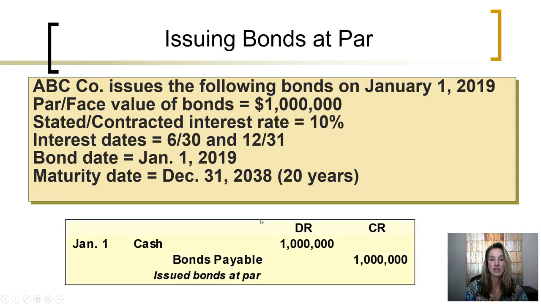When the corporation issues these bonds, because they are issued at their par or face value, the company is selling the bonds for $1 million, so they're going to receive cash of $1 million, debiting cash, and they will credit the liability bonds payable.